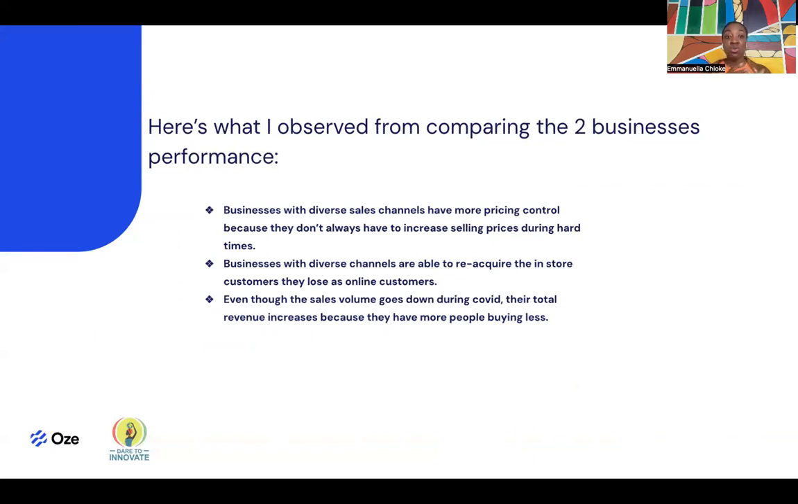I learned that businesses with diverse sales channels have more pricing control because they don't always have to increase their selling prices during hard times. I also learned that businesses with diverse sales channels are able to reacquire the in-store customers they lose as online customers. And finally, I learned that even though the sales volume goes down during COVID, the total revenue increases because they now have more people buying less.